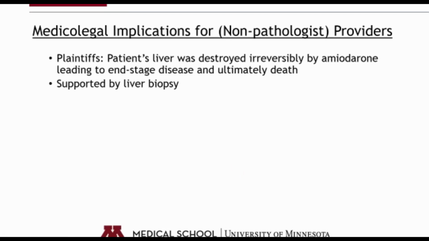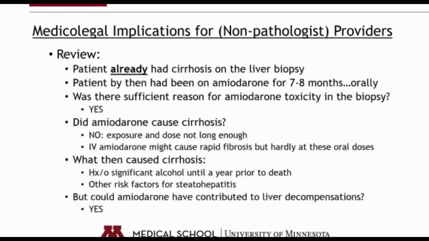So this is a contention by the plaintiff that the patient's liver was destroyed irreversibly by amiodarone, and that the pharmacist and the doctor should have stopped the amiodarone instead of continuing to give it to the patient, and that this was what led to the end-stage disease, and that the biopsy supported it because the biopsy showed that there was no fibrosis, there was nothing, and that the cirrhosis at autopsy developed because of the amiodarone. So that was the story by that.